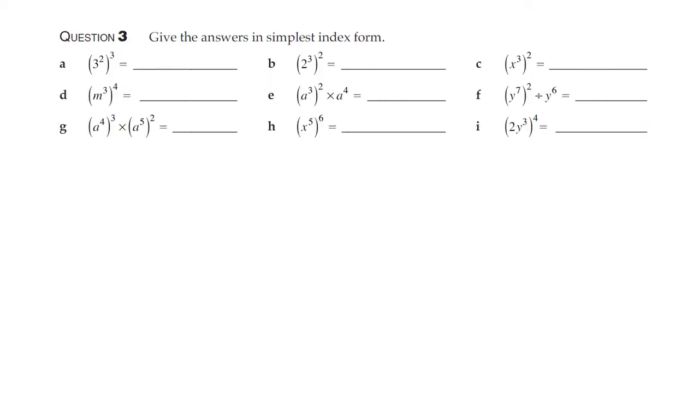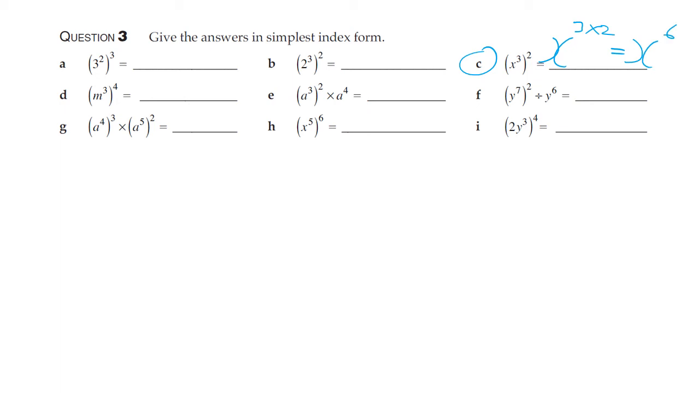Alright, so let's look at question 3. That's the power of the power rule. You multiply the powers together. For example, if we look at C, x to the power of 3 and then raised to the power of 2, it's just x to the power of 3 times 2, which is x to the power of 6.